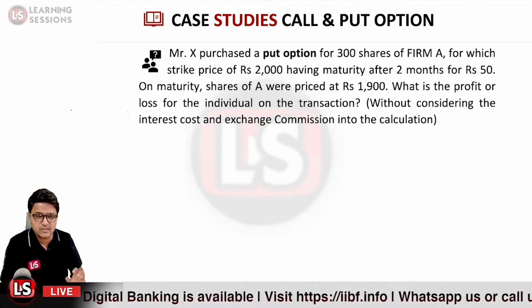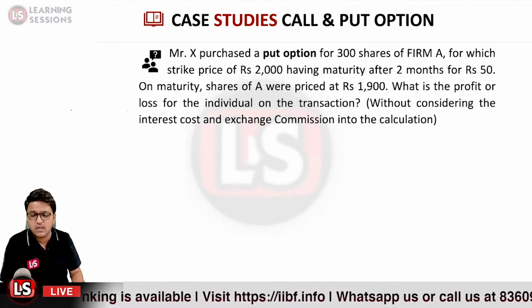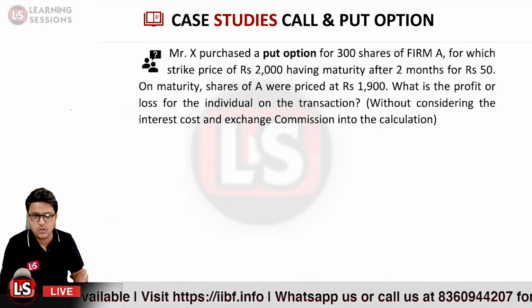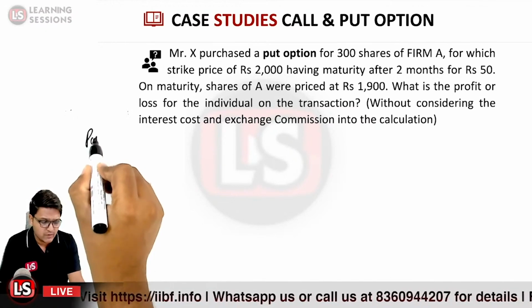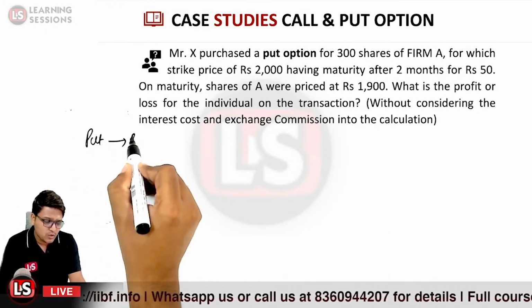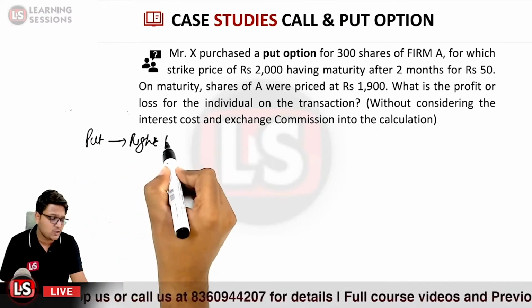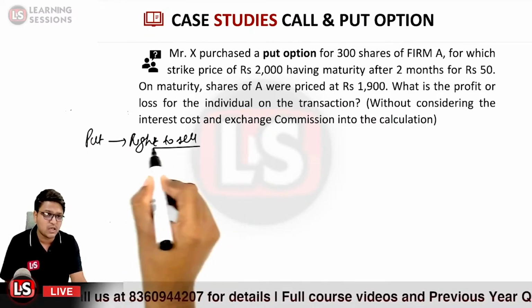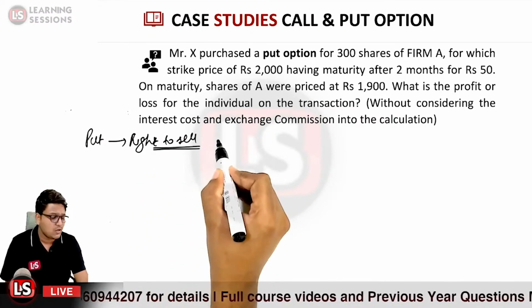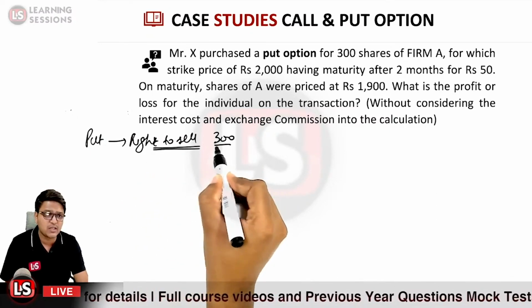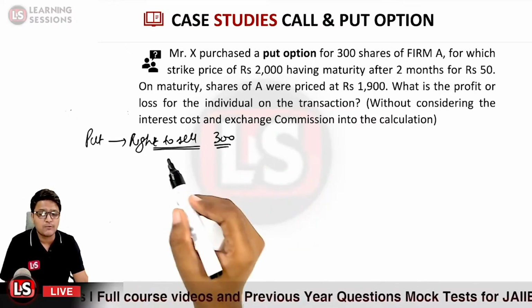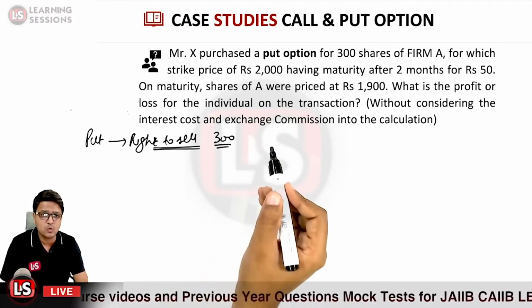Now, put option is basically related to what? It is related to the right to sell. As we have already covered, a put option gives the option purchaser a right to sell at the strike price. So he purchased a put option for 300 shares, for which the strike price of rupees 2000 is there.